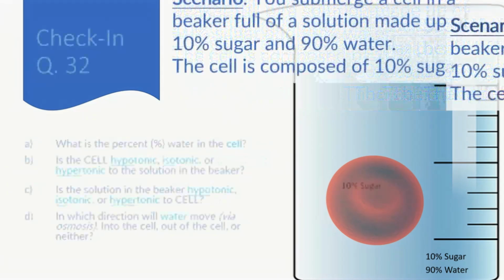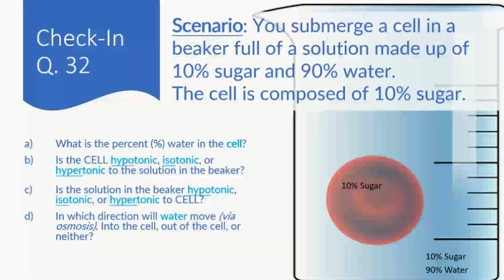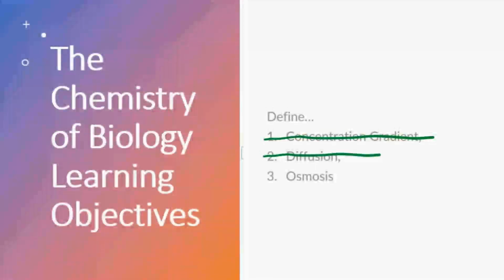Check-in number 32. Same scenario, but this time the solution is made up of 10% sugar and 90% water, while the cell is composed of only 10% sugar. And that concludes our discussion on transport, concentration gradients, diffusion, and osmosis.